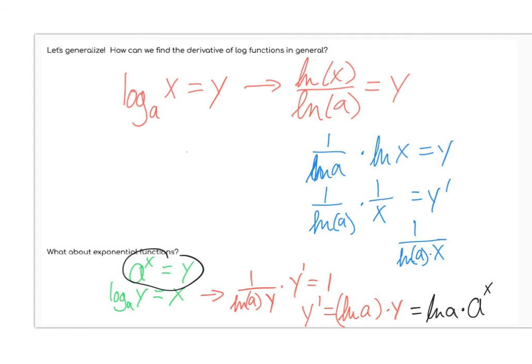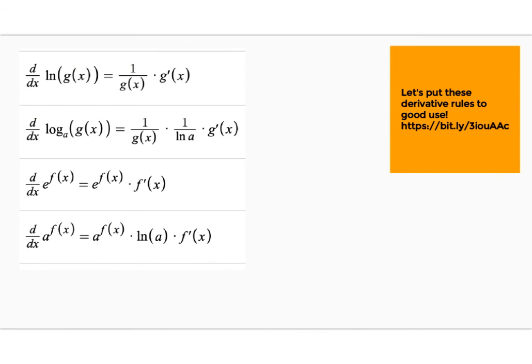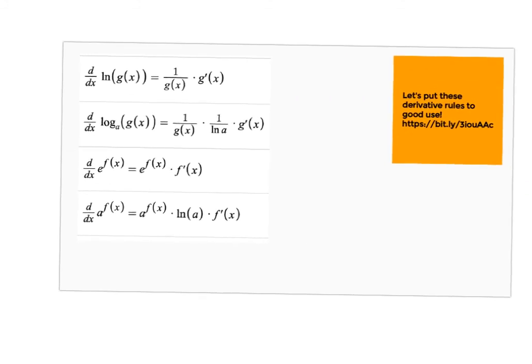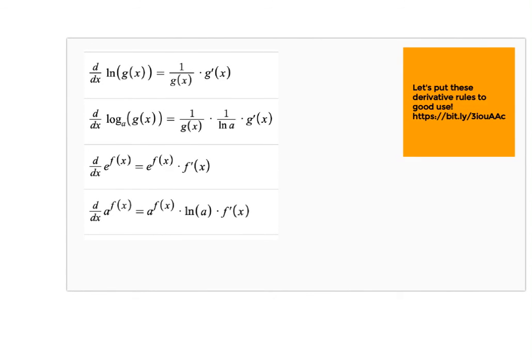Again, this one's marginally more useful than logs of other bases, but you've got reference sheets you can use. We tend to stay in base e, so we can use natural logs. Probably not going to be using this. And here are all of our derivative rules so far. There's some practice, and these are all the ones that we've looked at today.